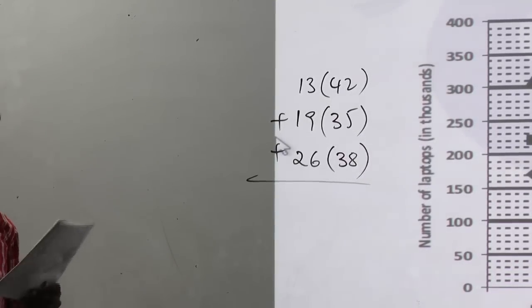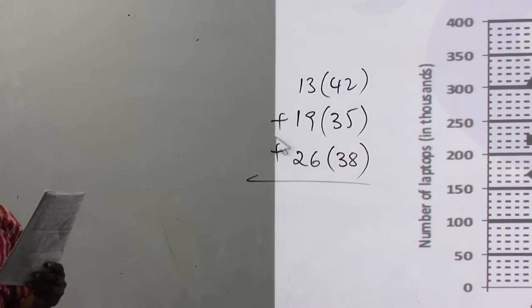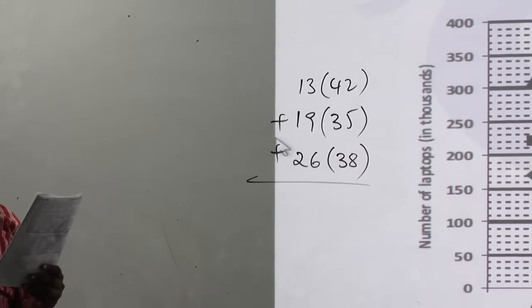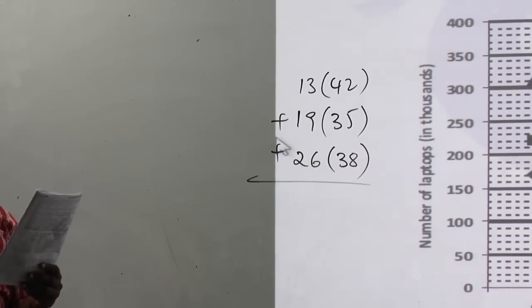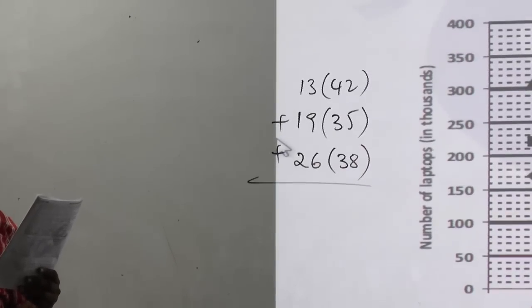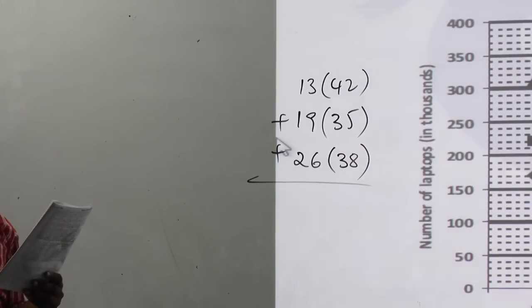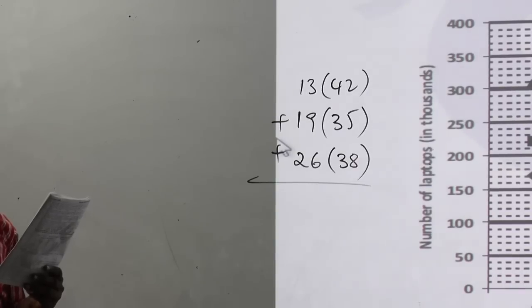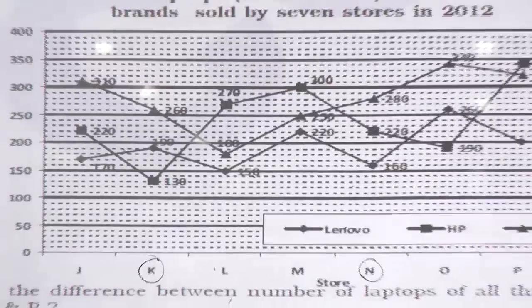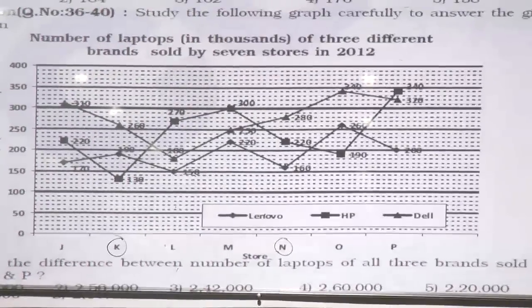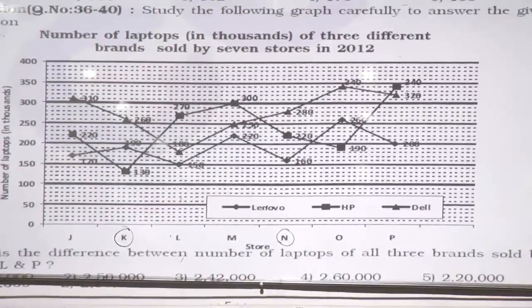Right, 38. The number of Dell laptops sold by each store increased by 16% from 2012 to 2013. Wait, Dell laptops, each store increased by 16% from 2012 to 2013. This is 2012 data. Fine.